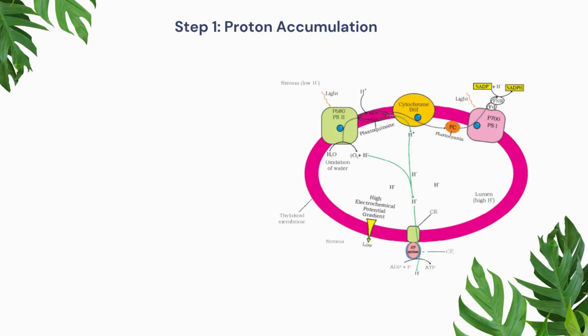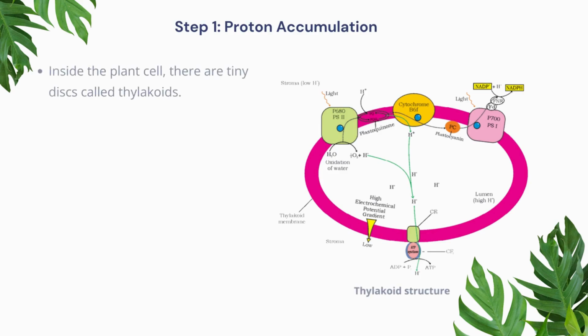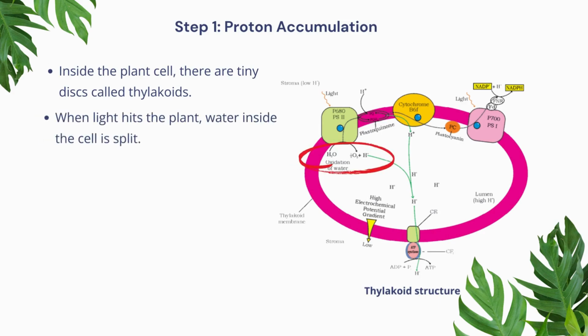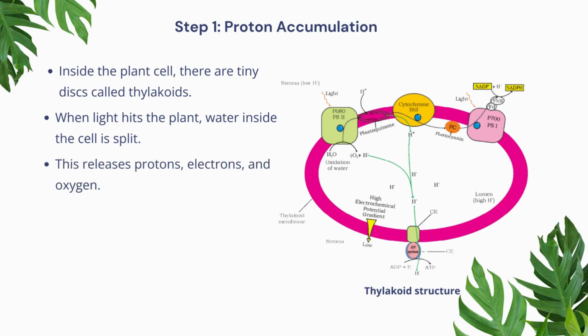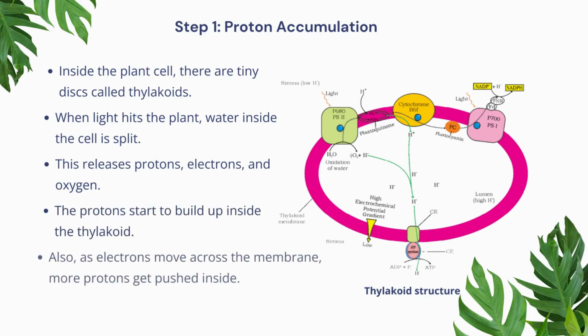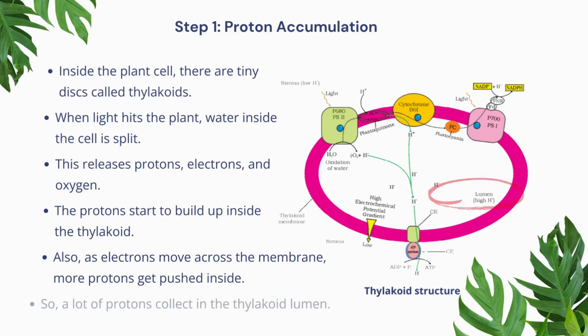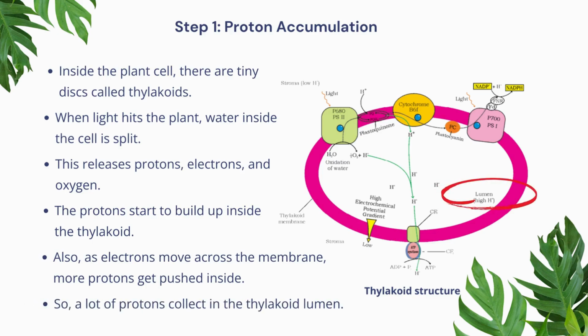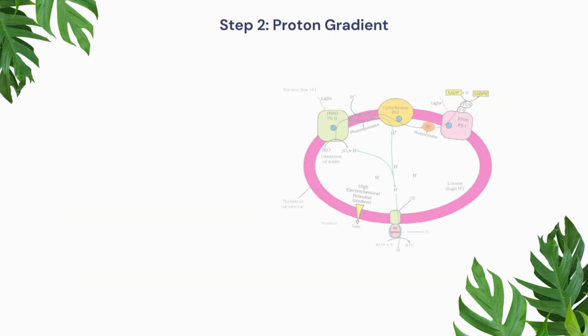Step 1. Proton accumulation. Inside the plant cell, there are tiny discs called thylakoids. When light hits the plant, water inside the cell is split. This releases protons, electrons, and oxygen. The protons start to build up inside the thylakoid. Also, as electrons move across the membrane, more protons get pushed inside, so a lot of protons collect in the thylakoid lumen.